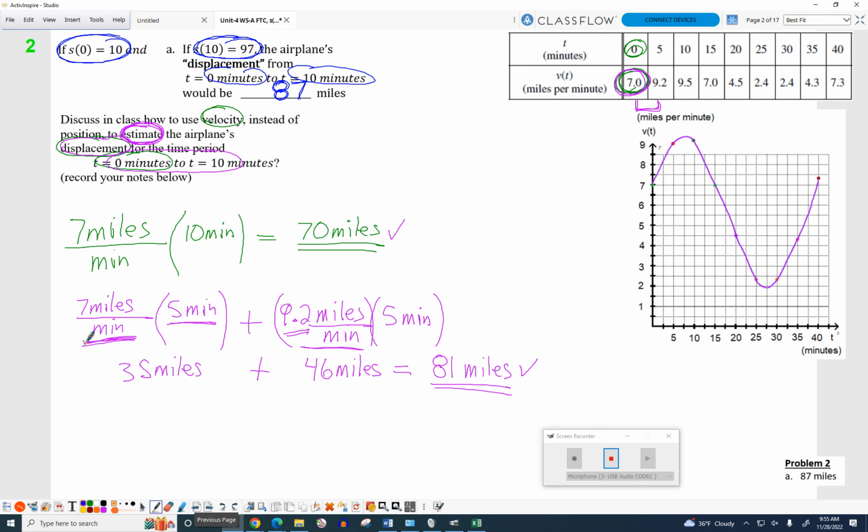We took a velocity, we multiplied by a change in time. We took another velocity, we multiplied by another change in time. That gave us 2 products. We then took those two products and we summed them together. That's what integration is. Questions? Cool. So back to page 3.